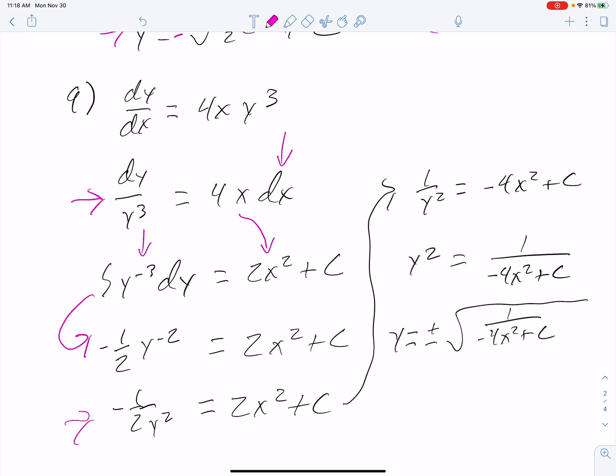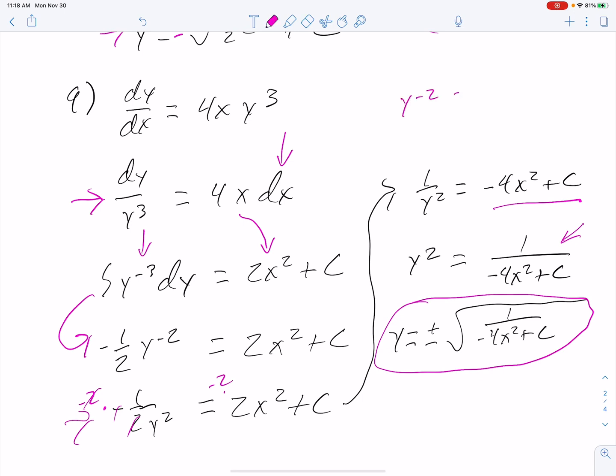But either way, before we do anything with that exponent, definitely need to multiply both sides by negative 2 so that I can cancel this fraction. Once I've done that, I've got 1 over y squared equals negative 4x squared plus c. Notice I flipped both sides, and then I took the square root of both sides. What can make this problem go a little bit more quickly is when you're at the step of y to the negative 2nd equals negative 4x squared plus c, again, simply raise this to the reciprocal power, and you would have that exact same answer.